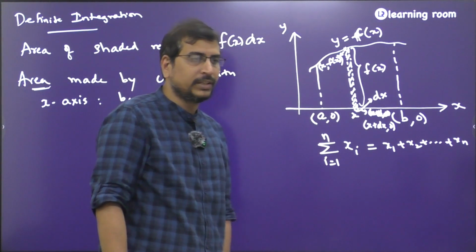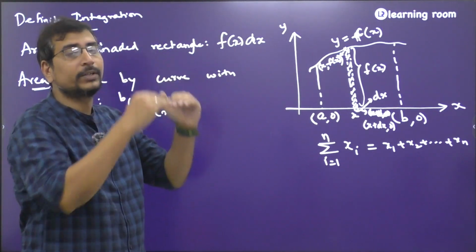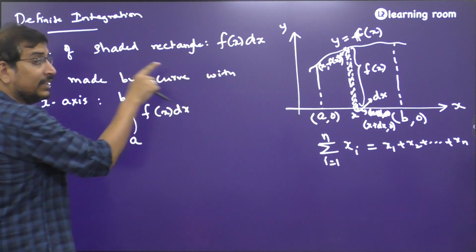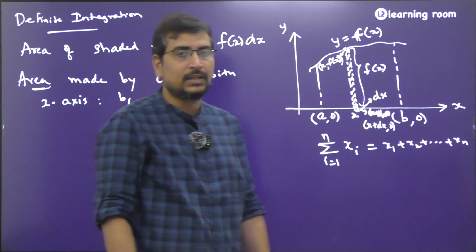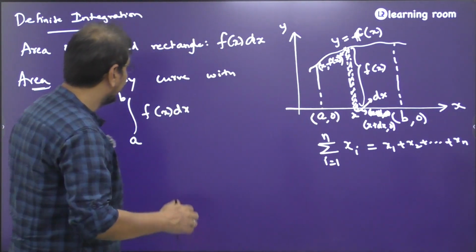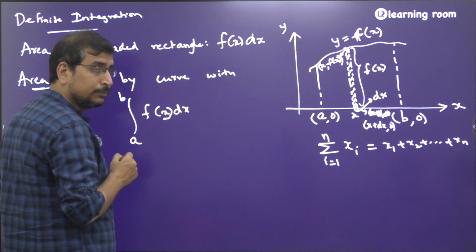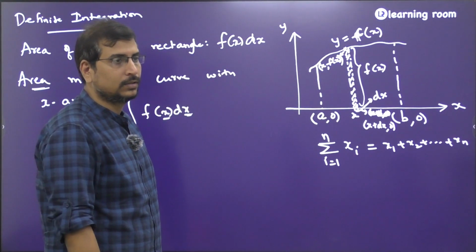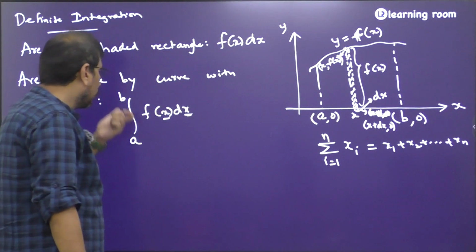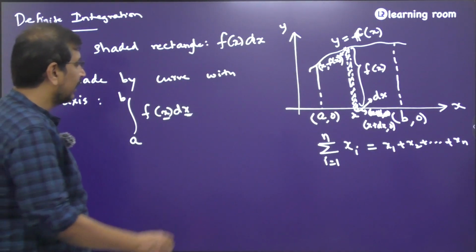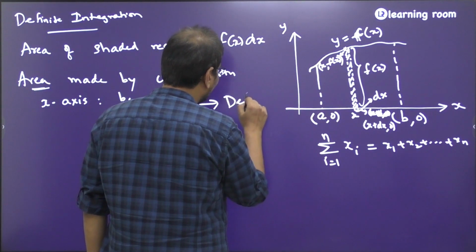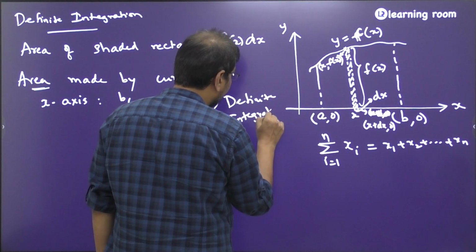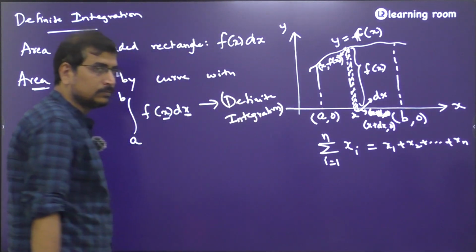To be more specific, it is not always necessary that the area is calculated only with the x-axis. I would say the area made by the curve with the independent axis. To find that independent axis, look at the variable within f and the variable with respect to which you are integrating. So the integral from a to b of f of x dx is what is called definite integration. Am I clear with this point?